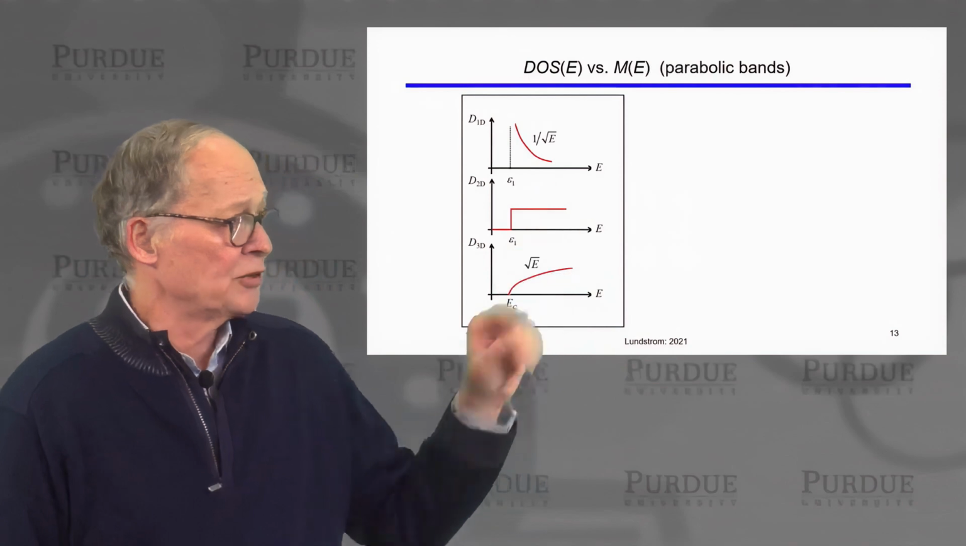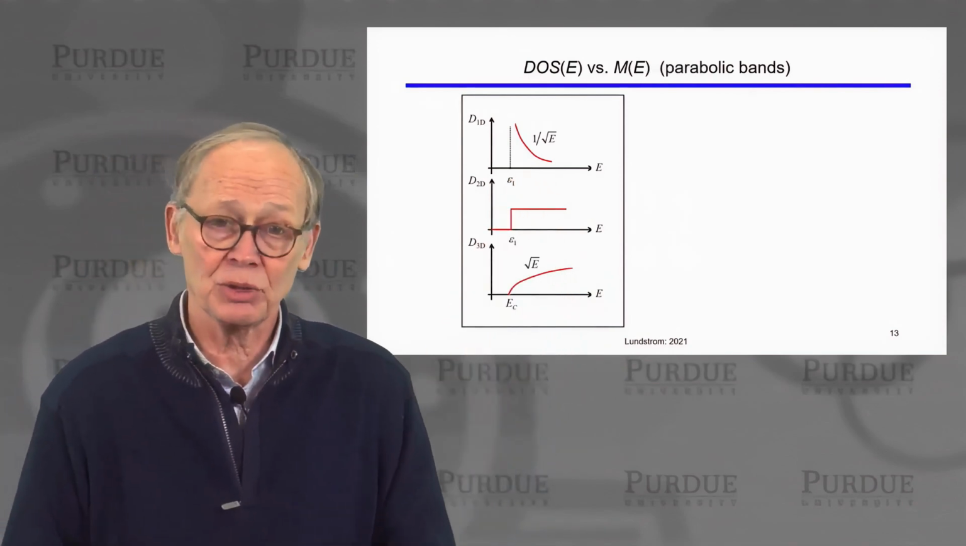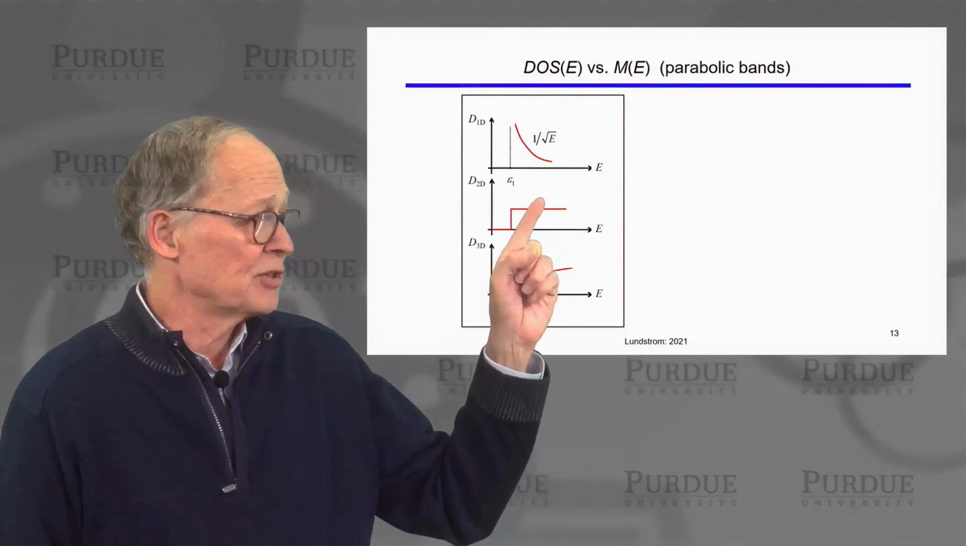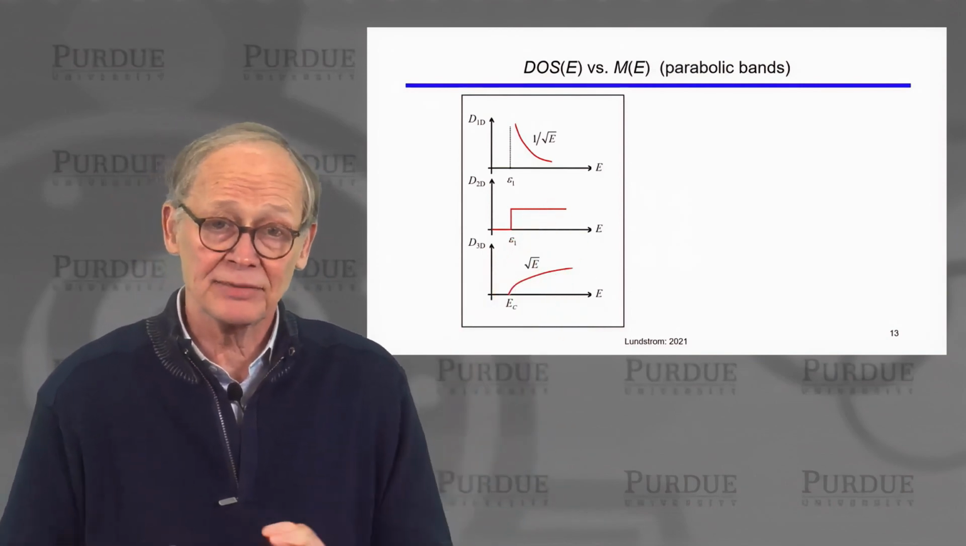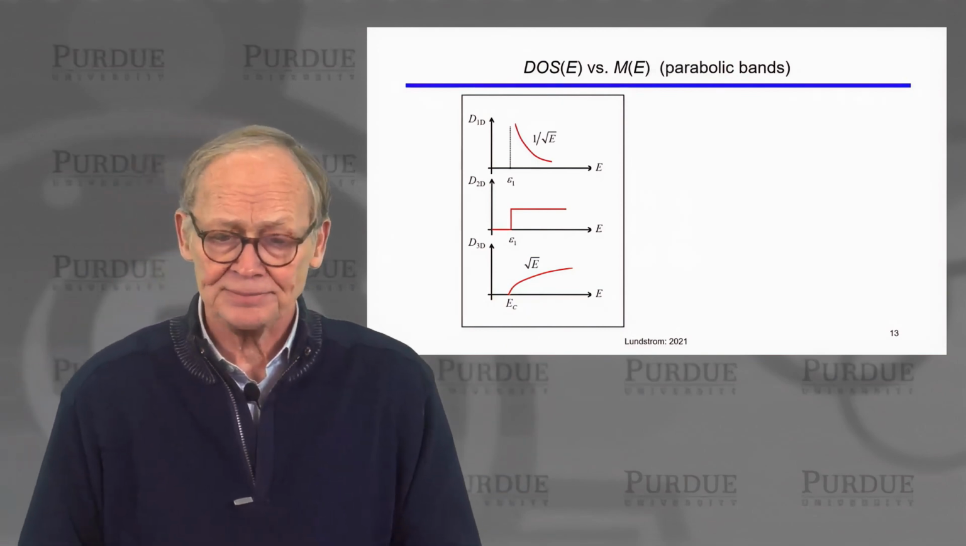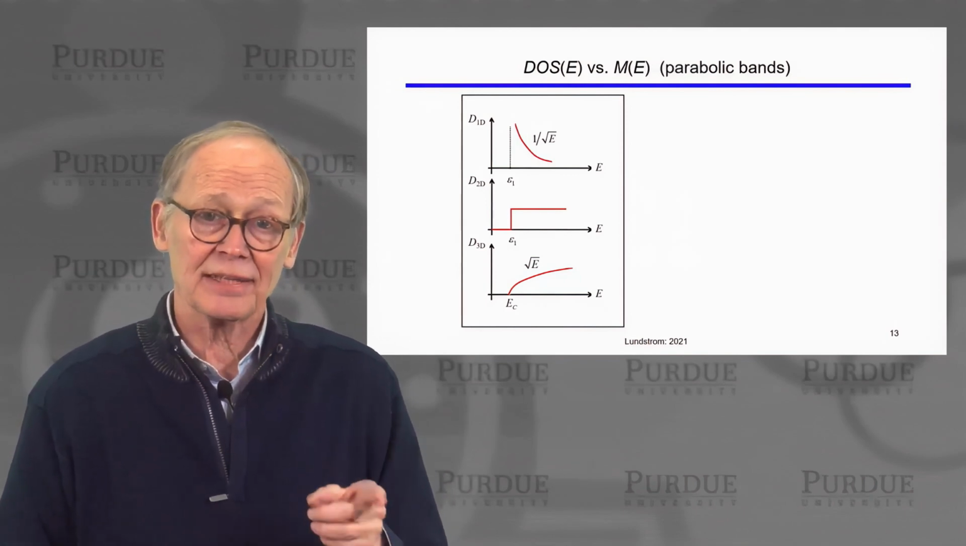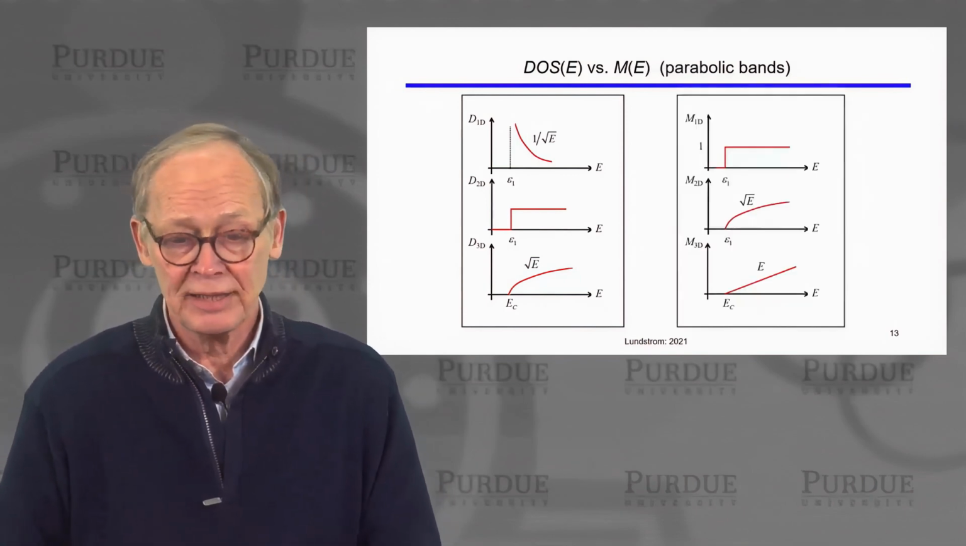So for parabolic bands, you may remember that in 1D, the density of states goes as 1 over the square root of energy. In 2 dimensions, it's independent of energy. And in 3 dimensions, it's the square root of energy. Now, velocity for a parabolic band goes as the square root of energy.